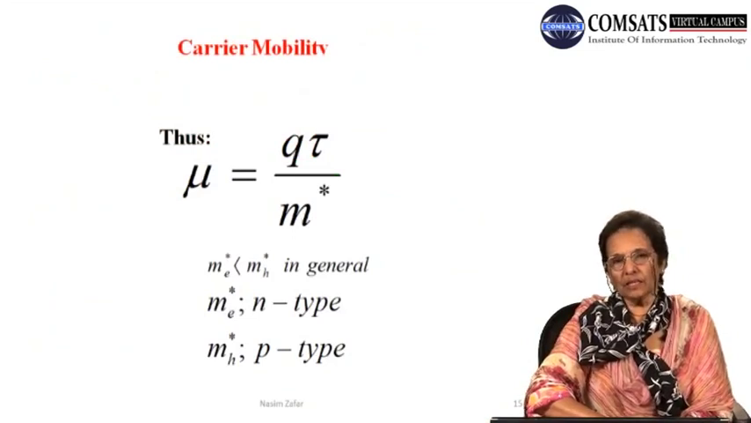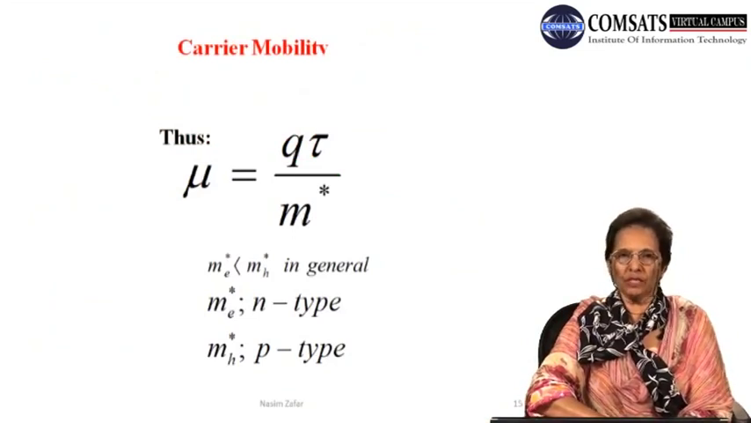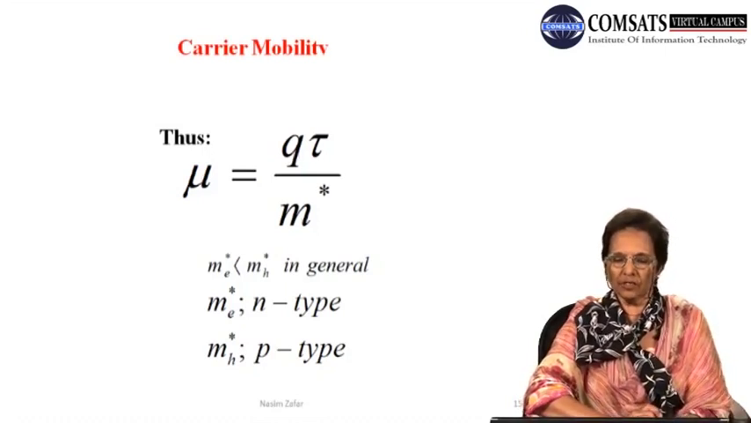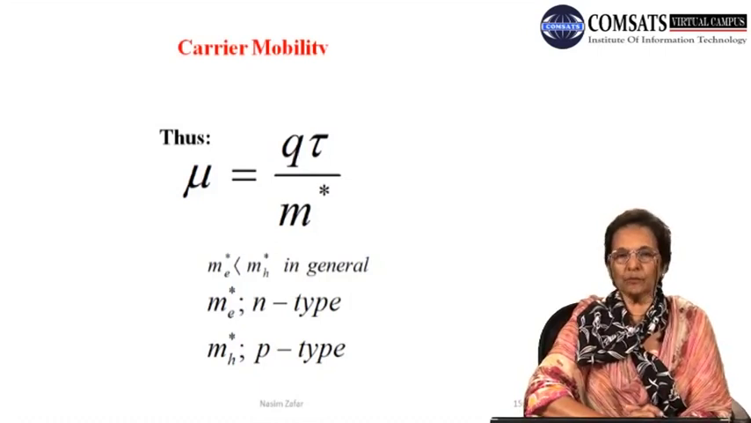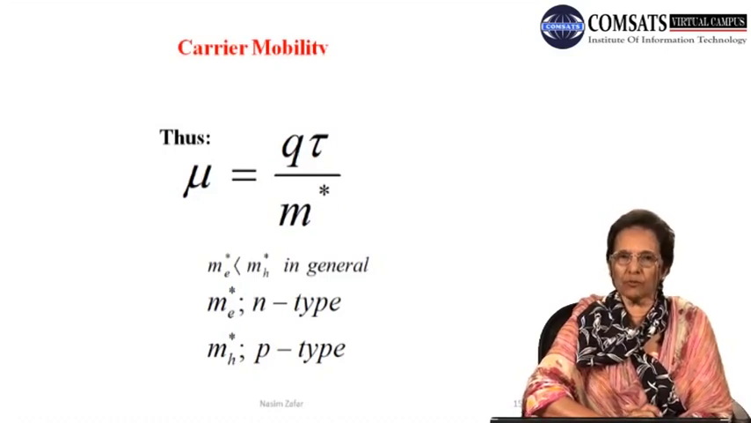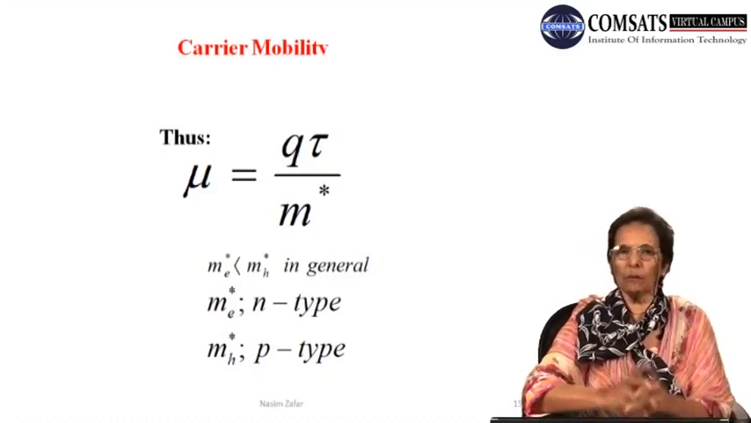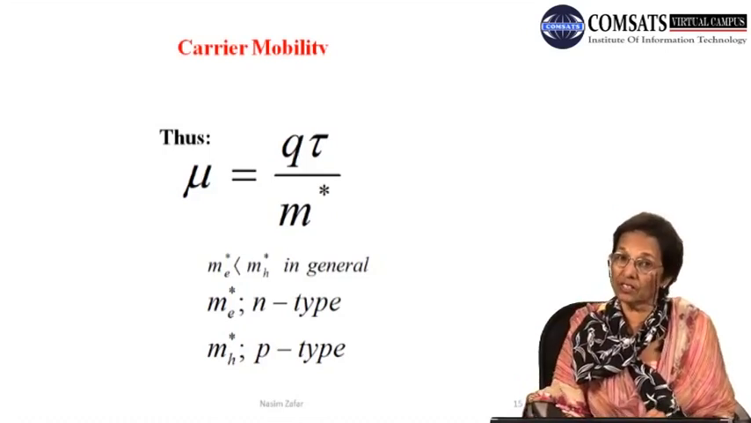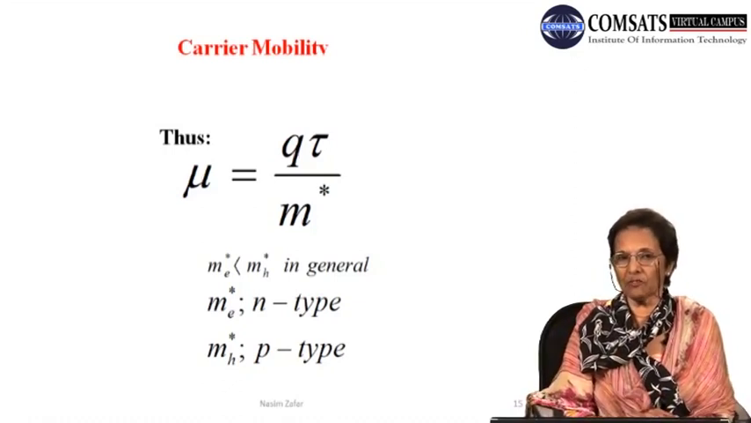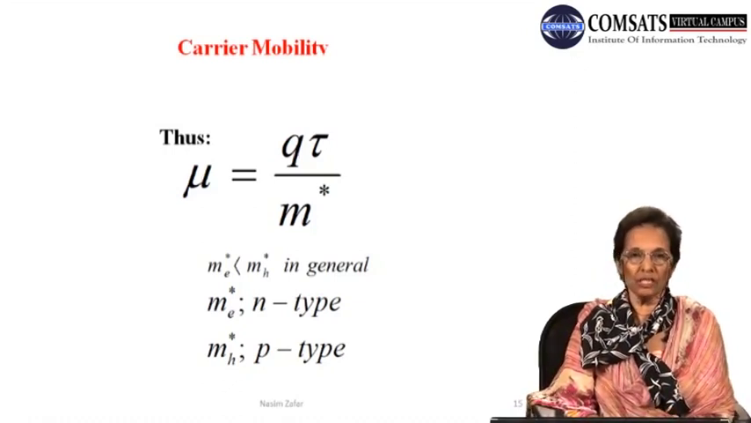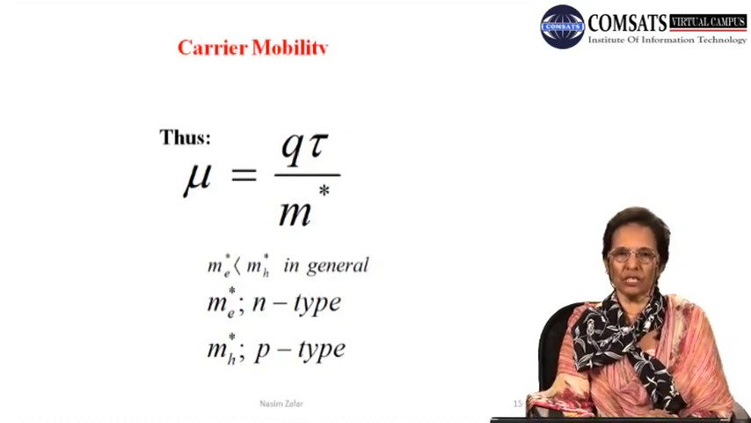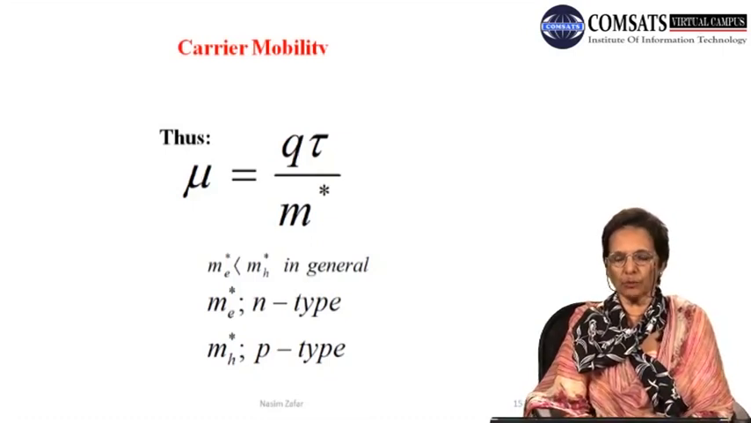Here is another formula or equation for the mobility of the charge carriers. Here q is the electron charge or hole charge, m star is the effective mass of electron or hole. Mind you, the electronic charge for both electrons and holes is identical, but the effective masses for holes and electrons are different, and we shall use this effective mass for the charge carriers in real numerical problems.